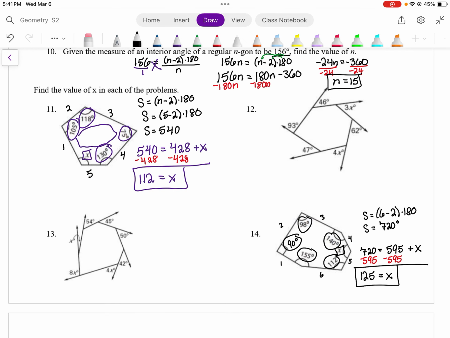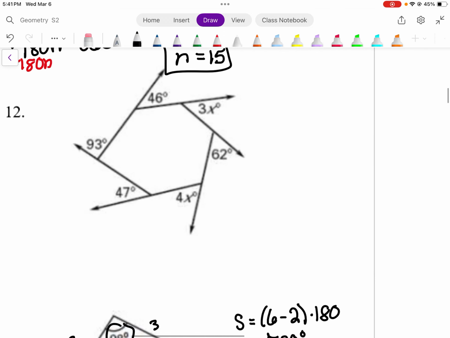So these ones were interior angles because they were inside the shape. 12 and 13, these angles you can see are outside the shape, and we talked about how the sum of all the exterior angles is 360. So 360 would be equal to each of these exterior angles added together.